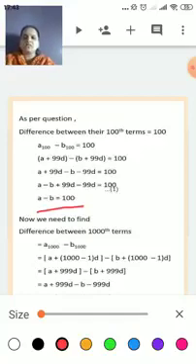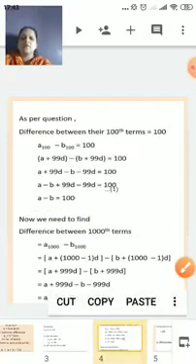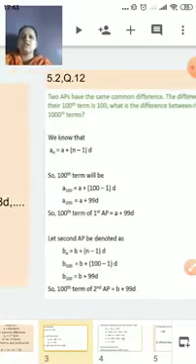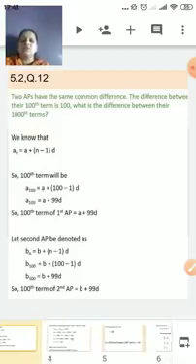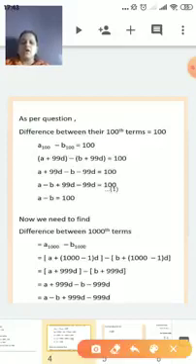Now what is asked? Do you remember that? What was the question? They have asked you to find the difference between their thousandth terms. Can you see over here? Again I will read the question. What is the difference between their thousandth terms? So we want to find out here the thousandth term, A thousand minus B thousand.